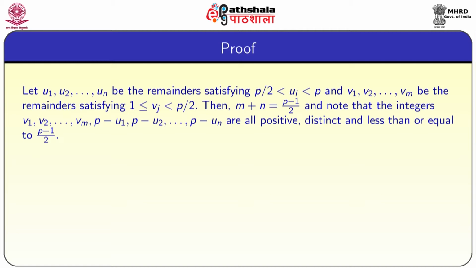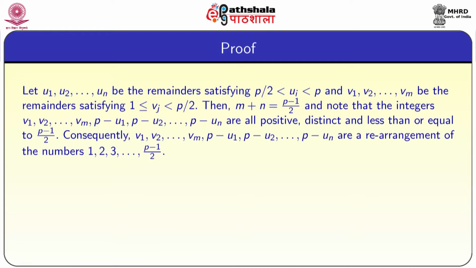Note that the integers V1, V2 and so on Vm, comma P minus U1, P minus U2 and so on P minus Un are all positive, distinct and less than or equal to (P minus 1) by 2. It is because U1, U2 and so on Un are all greater than P by 2. So, P minus U1, P minus U2 and so on P minus Un are going to be less than P by 2. Since P is an odd prime, P by 2 is not an integer. So, they are less than or equal to (P minus 1) by 2.